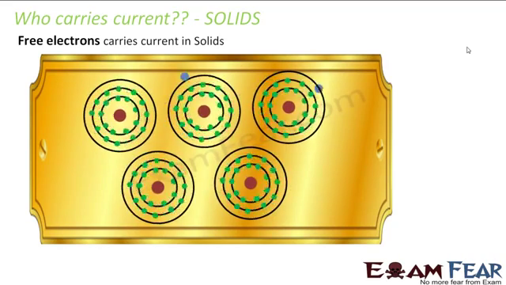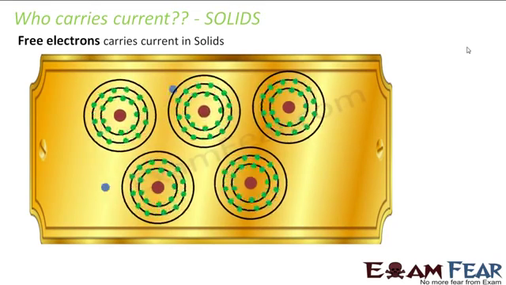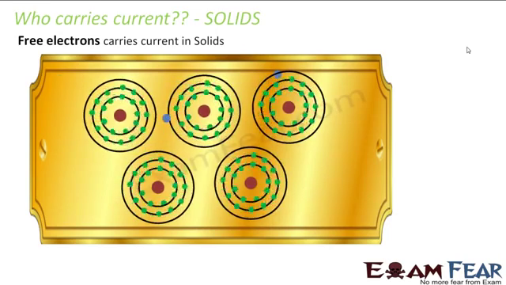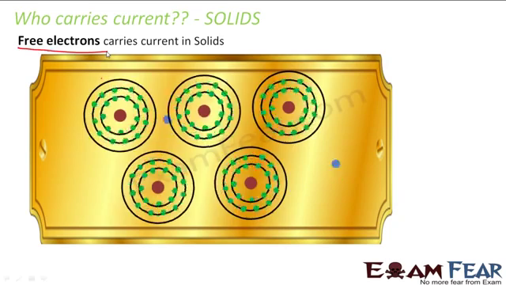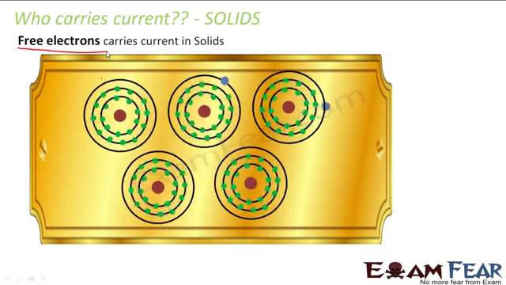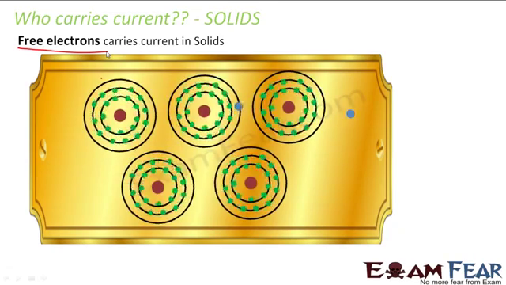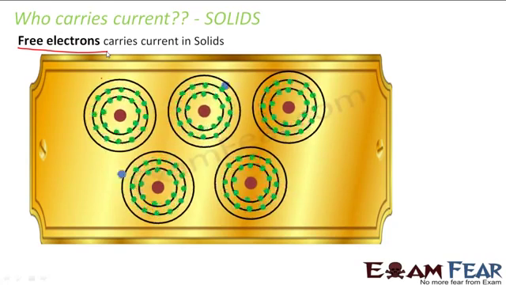If we talk about solids, what happens in case of solids? In solids we have free electrons present in their outermost shell which carry currents. What are these free electrons? In your chemistry classes, you would have studied the electronic configuration of various elements. In case of metals, their electronic configuration is such that they have electrons in their valence shell, which are known as valence electrons.